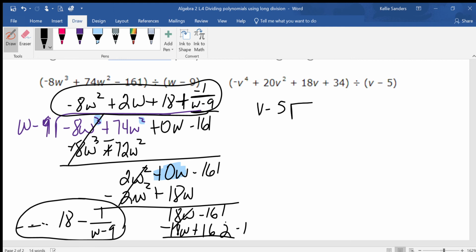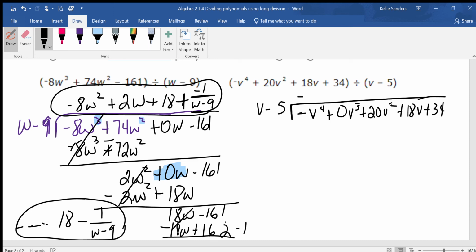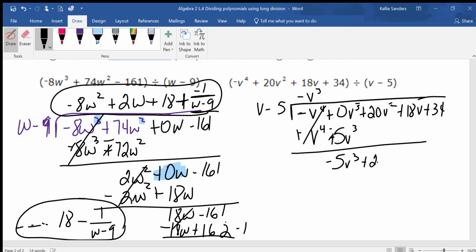V minus 5, negative v to the 4, plus 0 v to the third, because we didn't have v, plus 20 v squared, plus 18v, plus 34. V times what is negative v to the fourth? Negative v to the third. Negative times negative is a positive. If you get anything wrong, it's probably because of your signs. Draw your line, change your sign. 0 minus 5 is negative 5. Bring everything else down. Start all over.